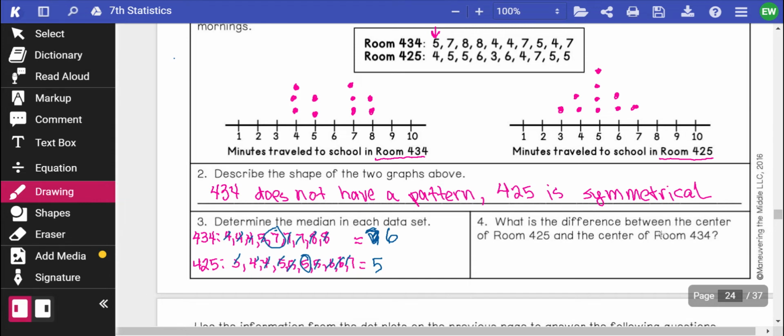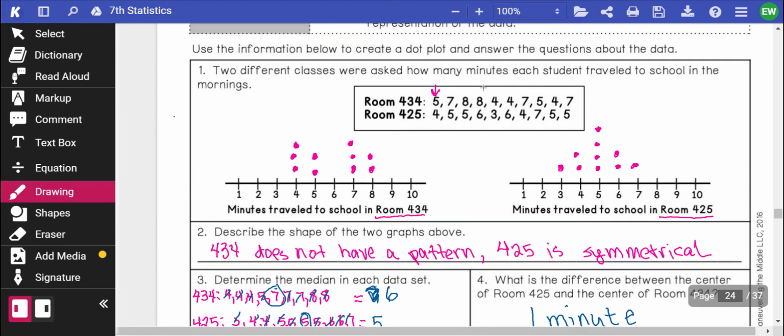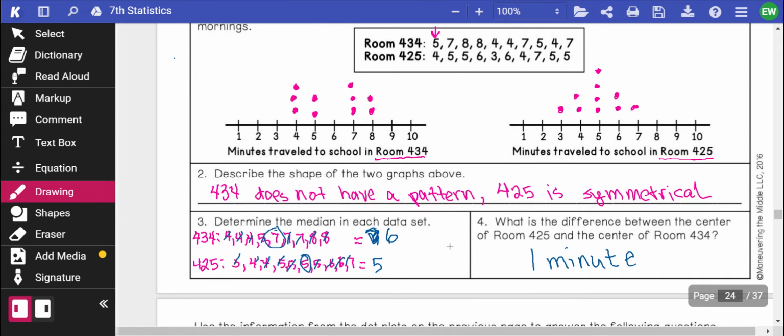What is the difference between the center of room 425 and the center of room 434? It's 1, but if we look at context, it's 1 minute. So these are just ways we can use data from dot plots to find information. It's asking about minutes traveled to school, and we find out that room 434, not on average, but as a measure of center, travels about 1 minute more than room 425.